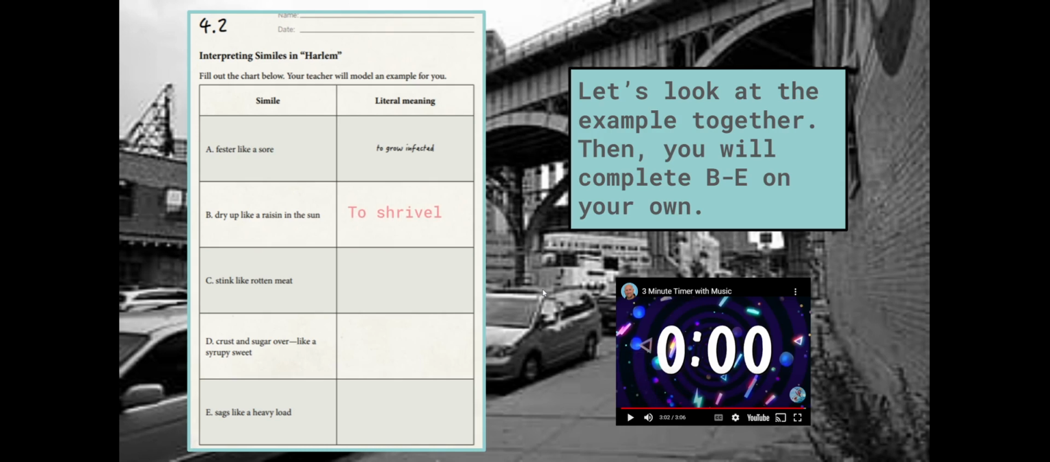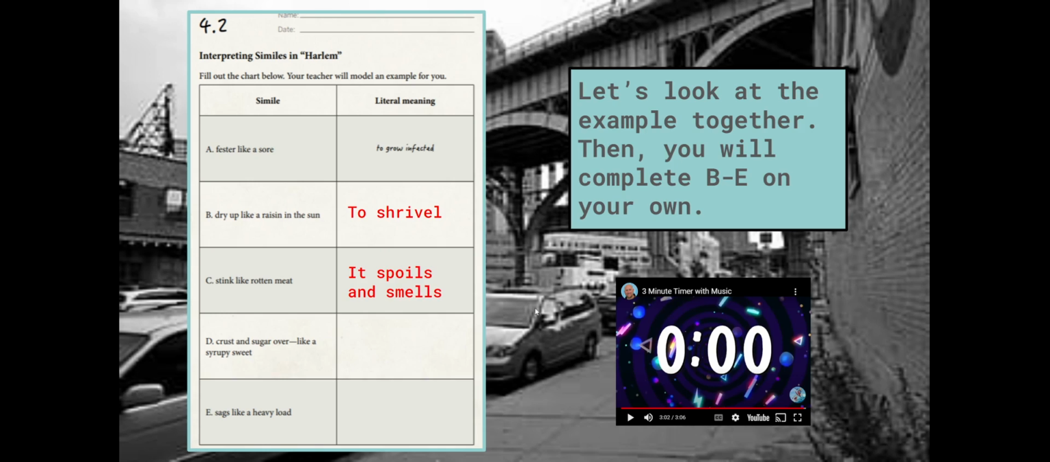All right, let's take a look. To dry up like a raisin in the sun means to shrivel. When a raisin dries up, it shrivels. Sink like rotten meat means to spoil or smell. If something's rotten, a lot of times it smells, it spoils, you can't eat it, you can get sick. So that's kind of like a double meaning.